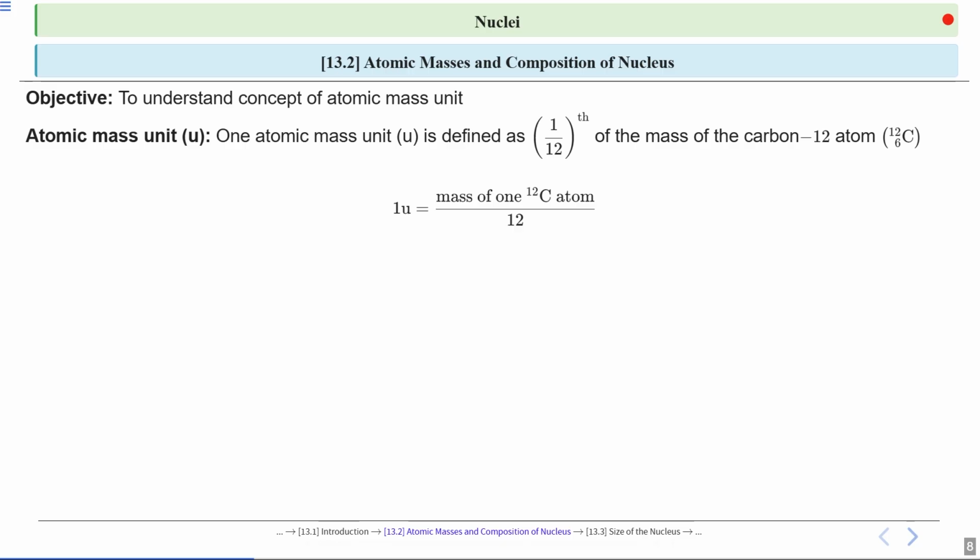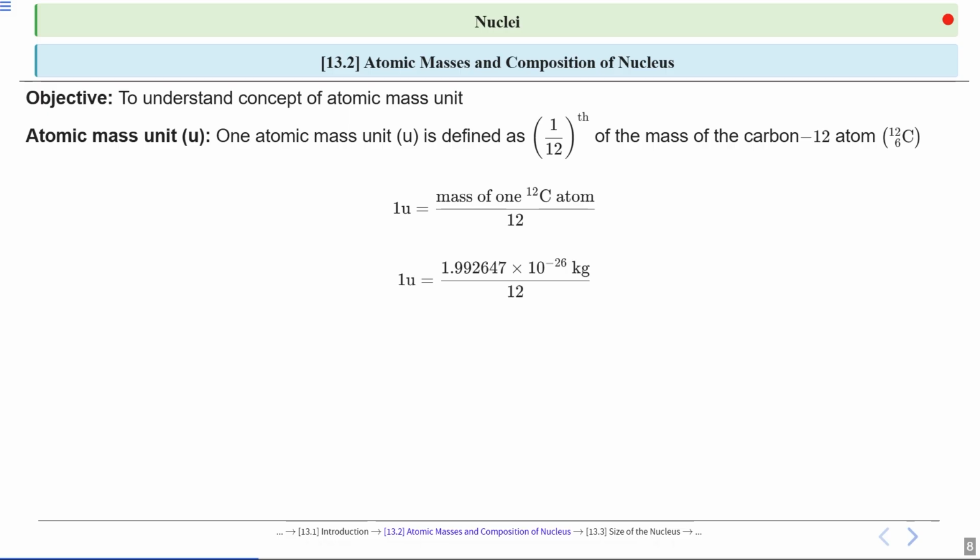Here is the formula for the atomic mass unit. 1 U equals the mass of one carbon-12 atom divided by 12. This means if you take the mass of a single carbon-12 atom and split it into 12 equal parts, each part is one atomic mass unit.